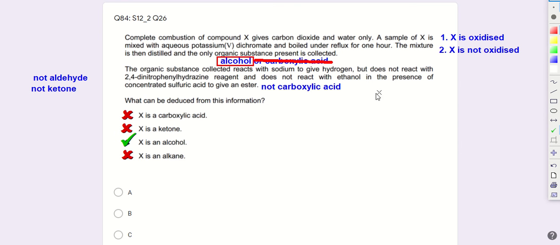So we do all these tests and we realize that X reacts with sodium to give hydrogen. X cannot give a positive result with 2,4-DNPH. And X is an alcohol, so it cannot react with ethanol to give ester. So the answer is C.